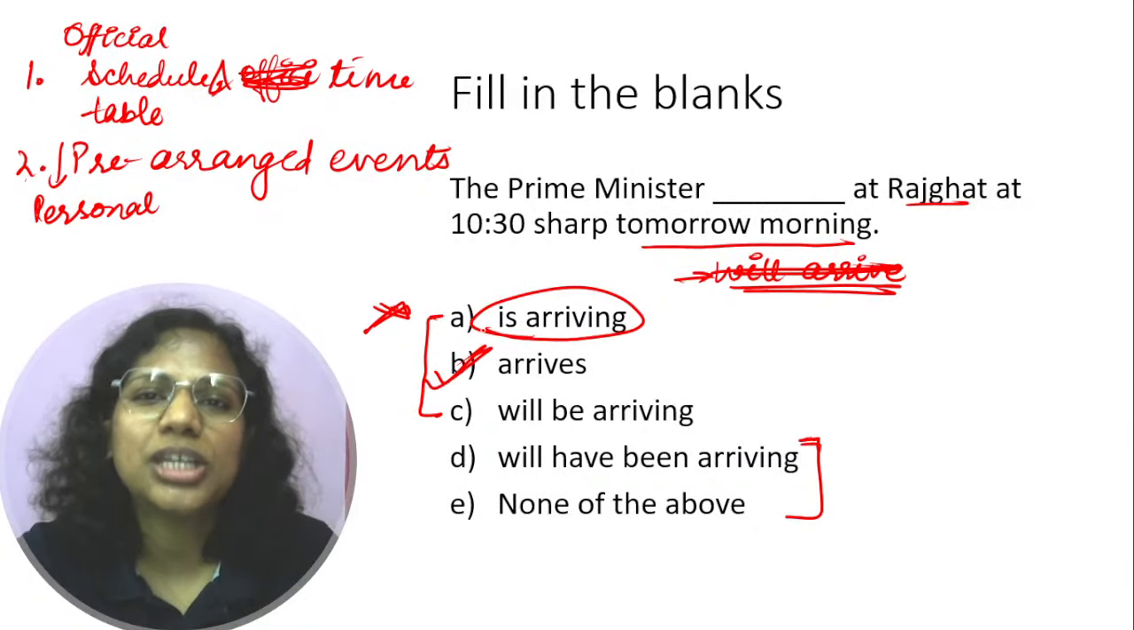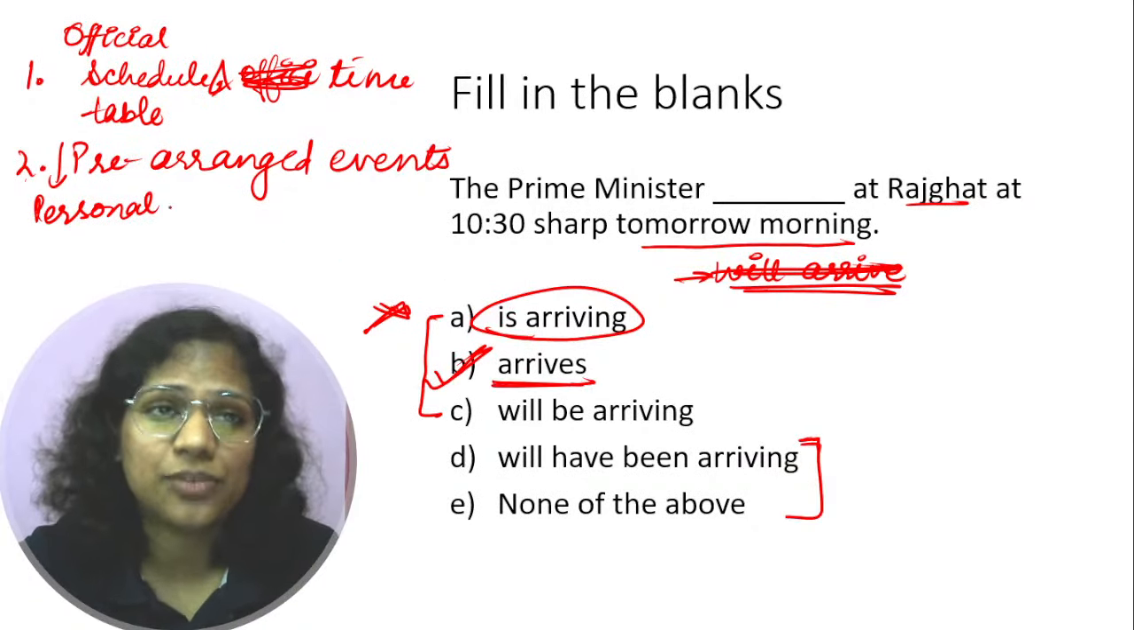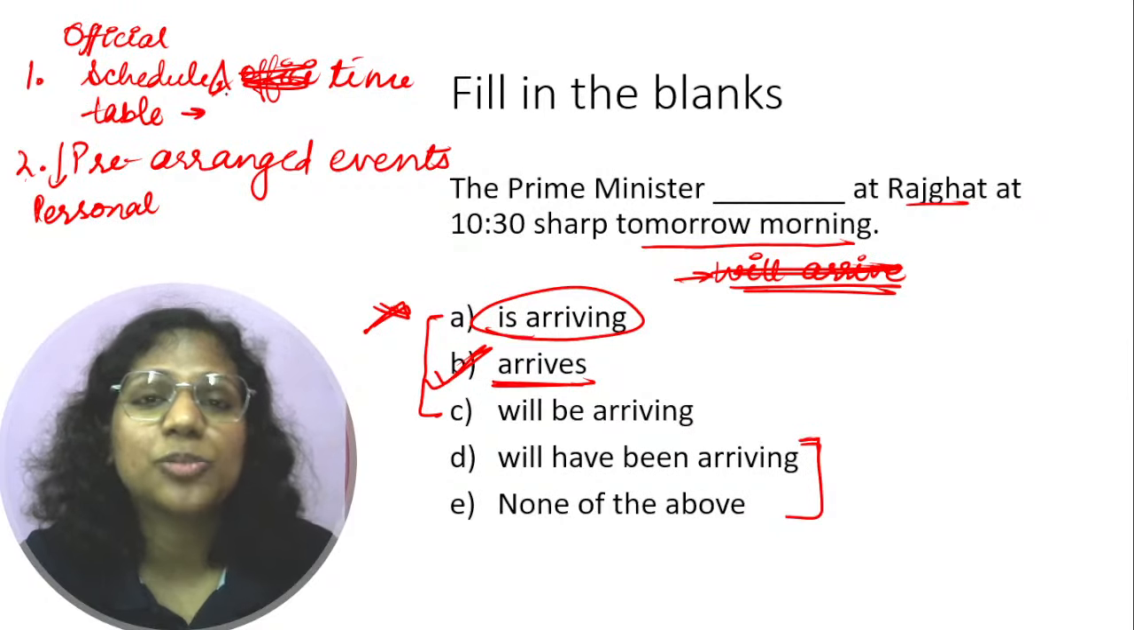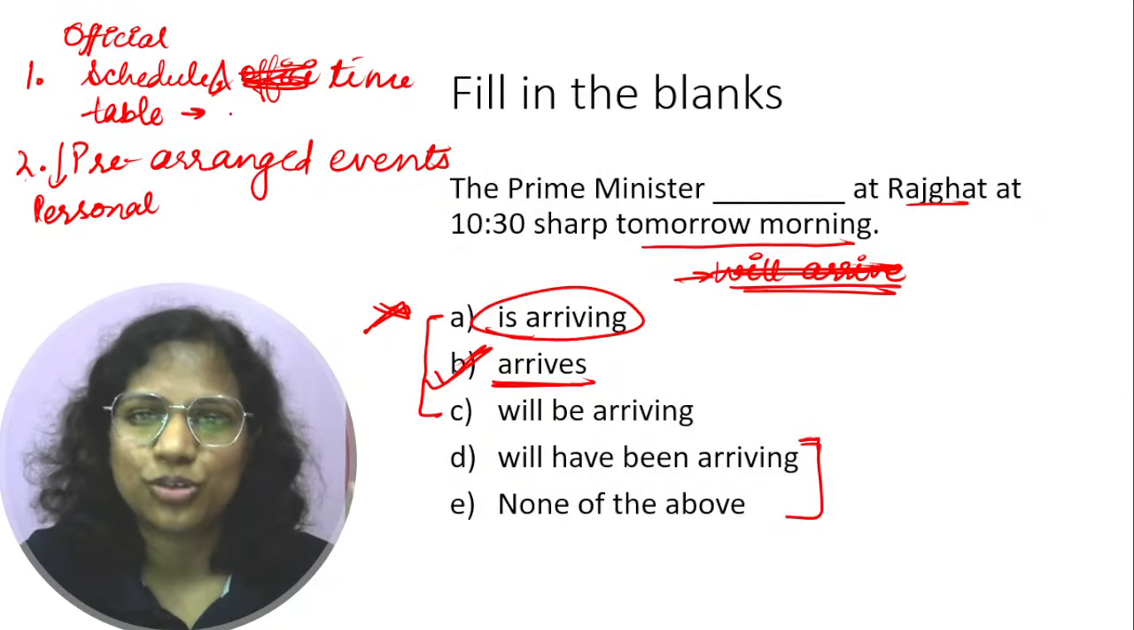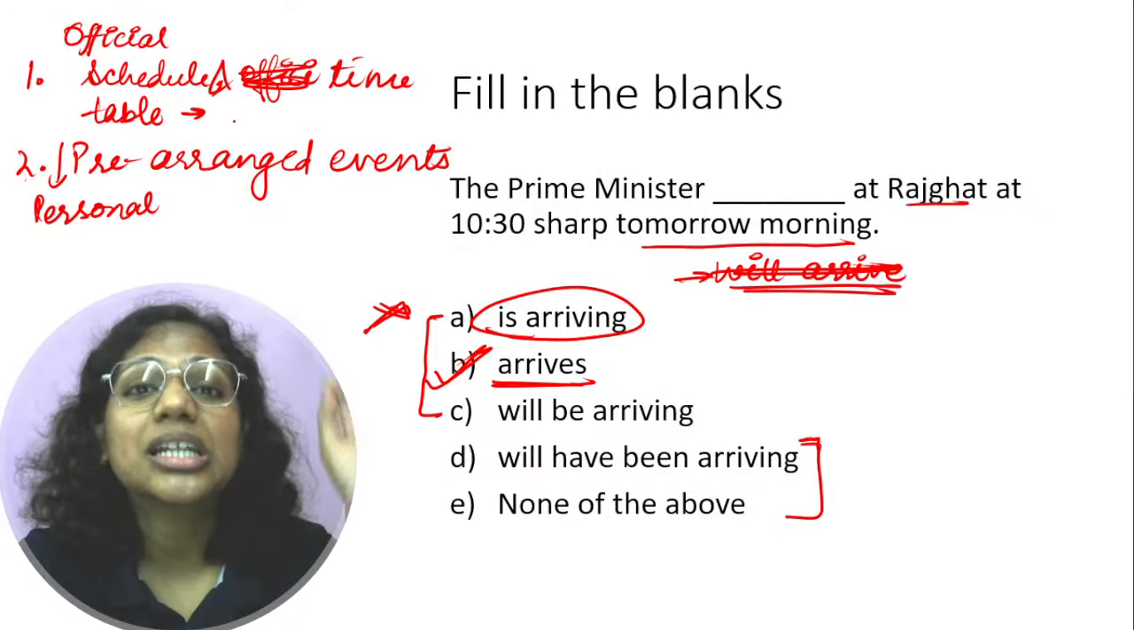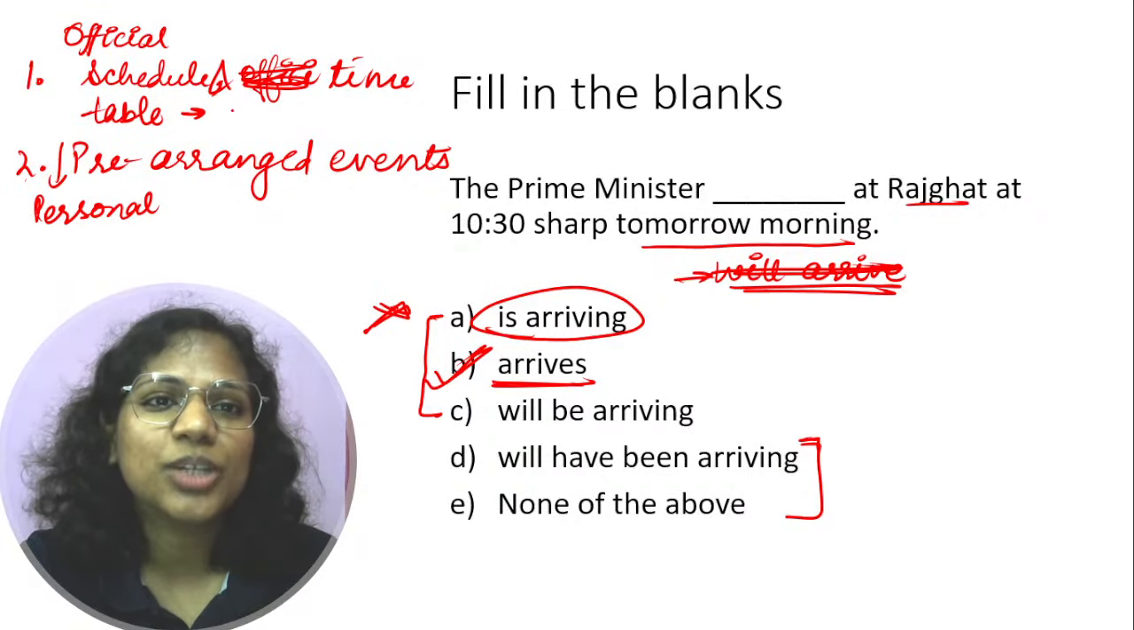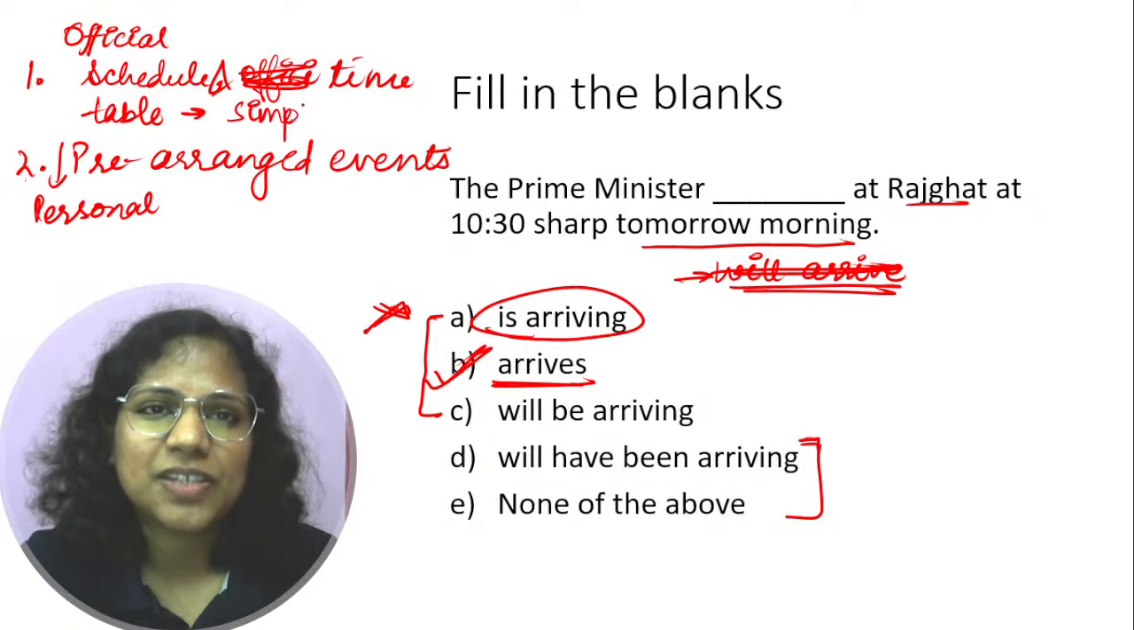अगर option ही नहीं है तो ठीक है, is arriving कर देंगे. But if you have arrives, remember official schedules and timetables, the flight is at 7 p.m. tomorrow. Okay, so the Prime Minister arrives at Rajghat. Official schedule and timetable, simple present.